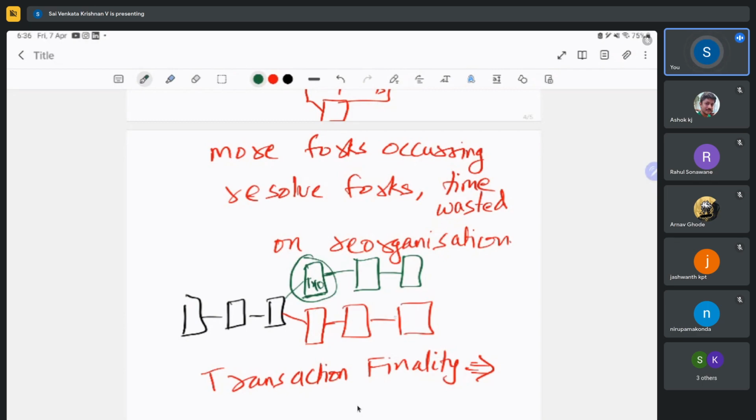And due to some fork occurring, if the red chain becomes the longest chain, then this green chain is not the longest chain, and all the transactions in this are orphaned out. So transaction finality is sort of the minimum amount of time that I should wait in order to confirm that the transaction will always be part of the longest chain, and the probability of that transaction being orphaned out.